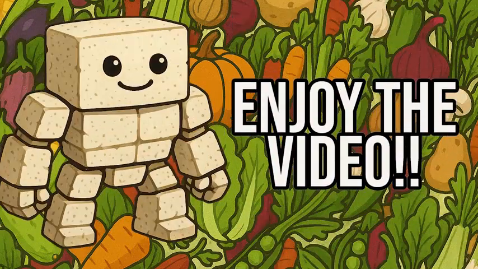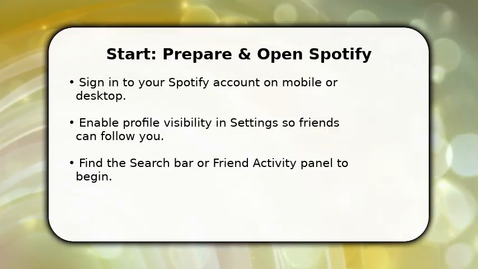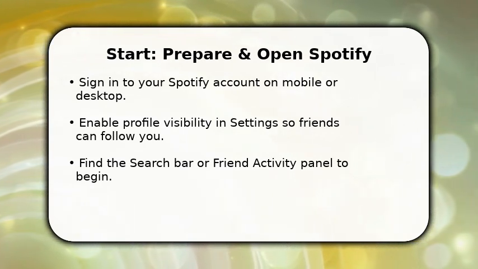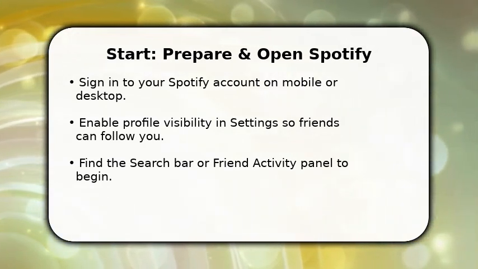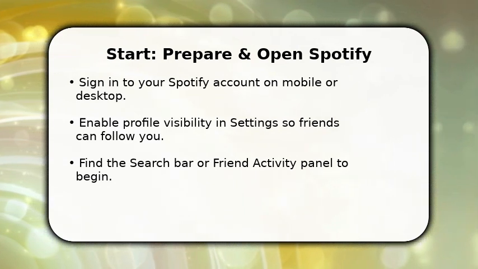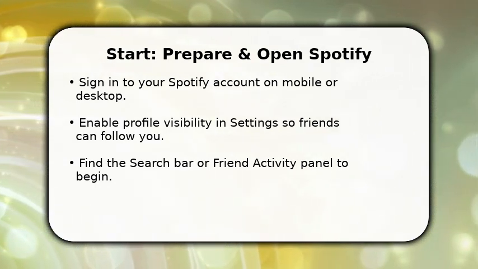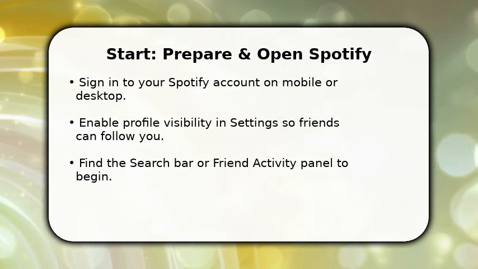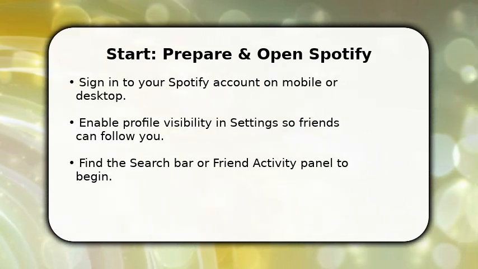Please enjoy the video. You're ready to add friends. First, sign into Spotify and confirm your profile is visible. Open the app and navigate to search or the friend activity column on desktop. Once done, locate a friend's username or their profile link from messages or social media.